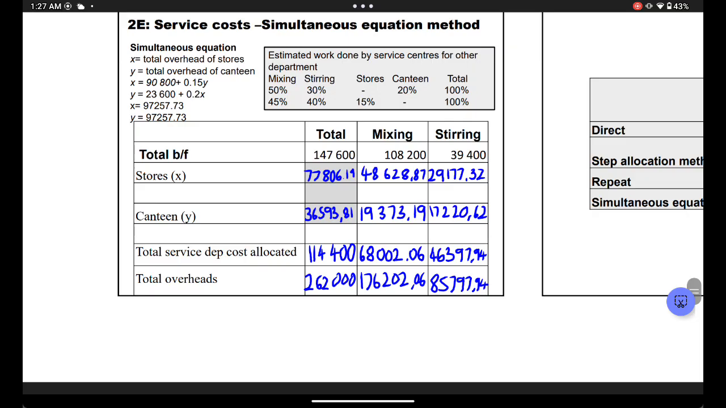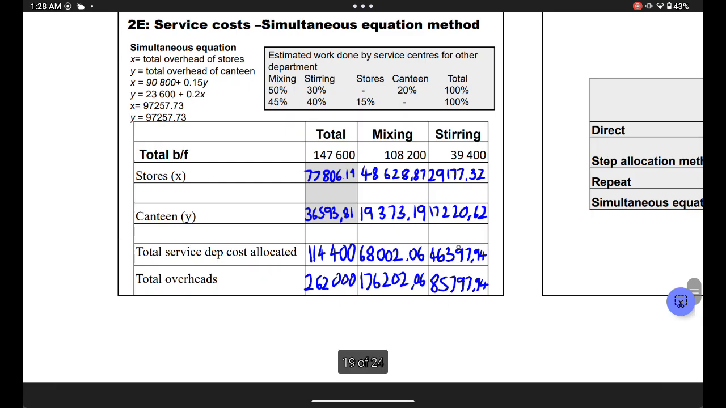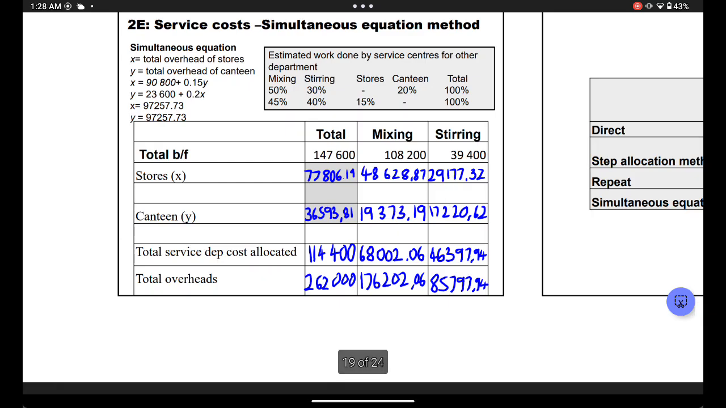Now we times that by, I told you, for the canteen we look in this row. Mixing is 45%, so that's how I got that. That's 40%. Add all this up together, you get total service department cost, right? So only add this and this to get that, this and this to get that. Then for total overheads, we add all this up, those three to get that, right? Yeah, that's how you do it. And done. This is your total overheads.